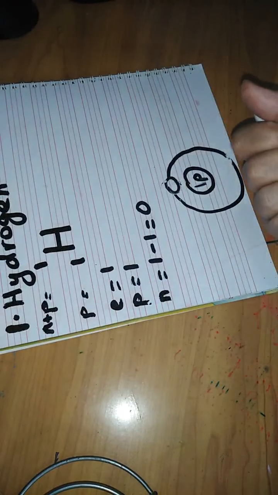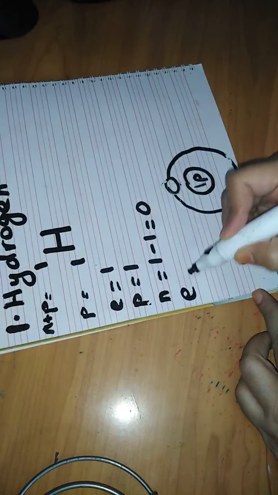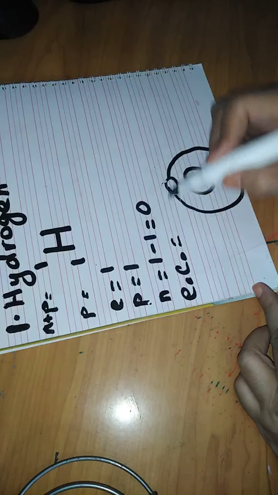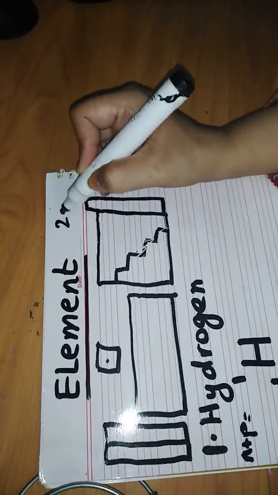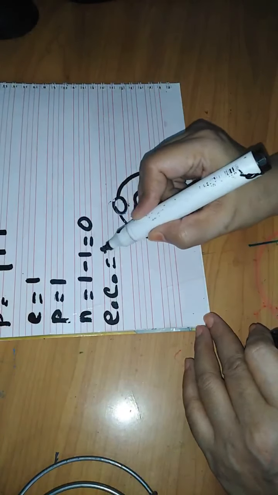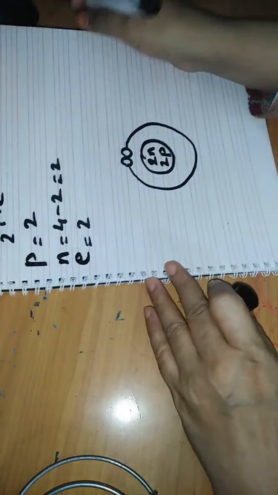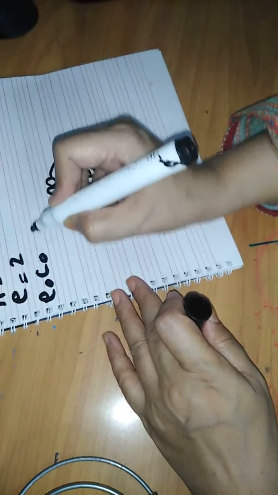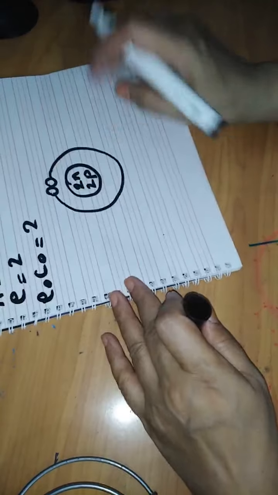So if you are writing down the electronic configuration of hydrogen, you are going to do it like this, according to the 2n square rule. You know that the first shell can only have 2 electrons, but it has only 1 electron, so we will simply write down 1, and that is all. In the case of helium, you have got 2, so the electronic configuration will also be 2.